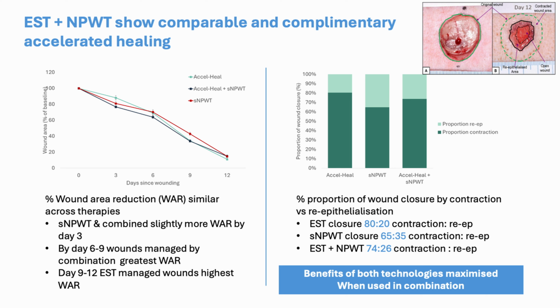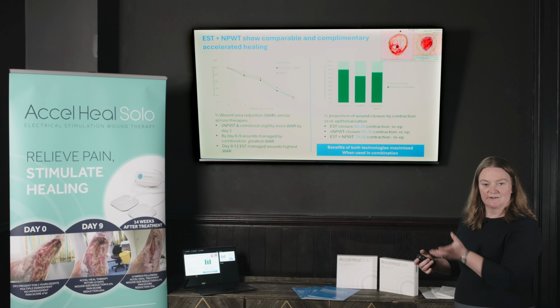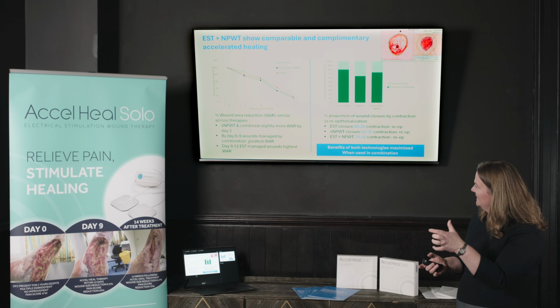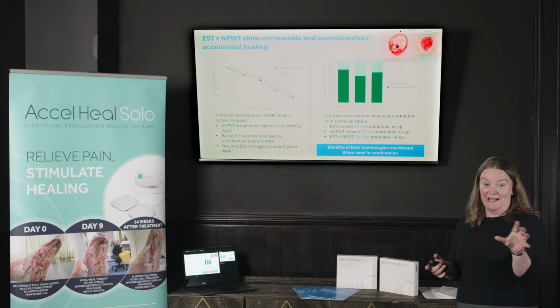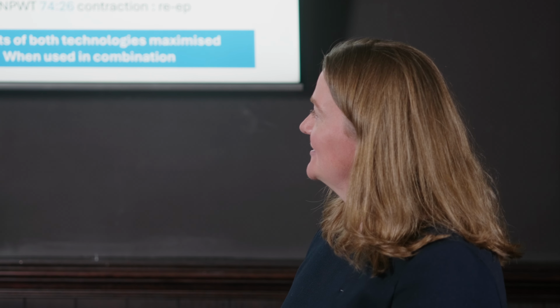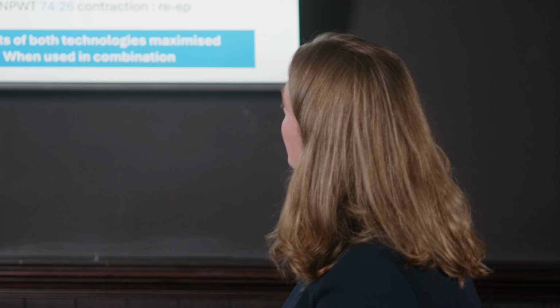Negative pressure had a slightly faster healing rate in the first 3 days. And then we start to see the wounds that had electrical stimulation therapy healing much faster toward the end of the period, from day 6 to day 12. So that's really important to highlight. The combination of therapies also had very similar healing, so the wound area reduction we see was very similar across all 3 groups.